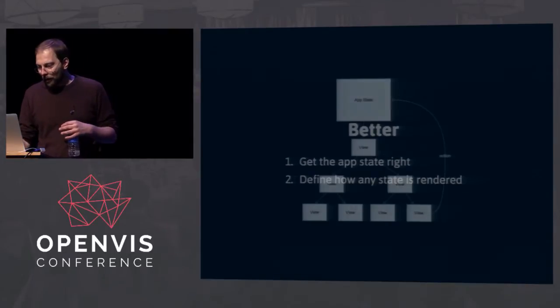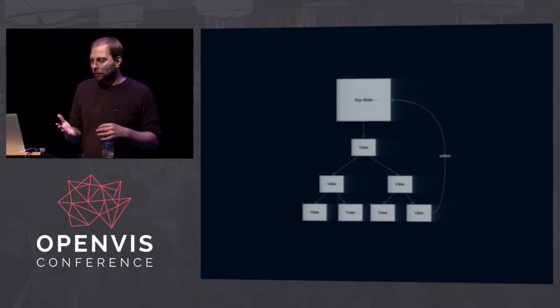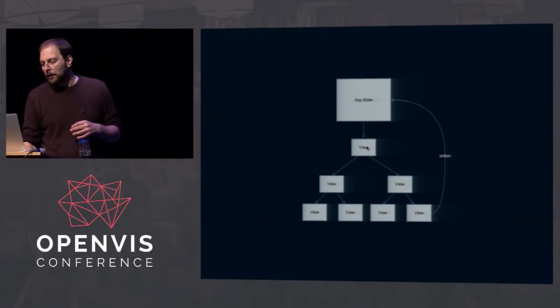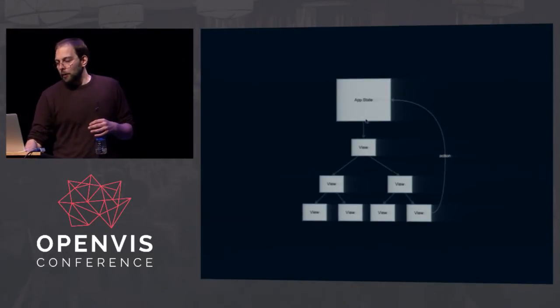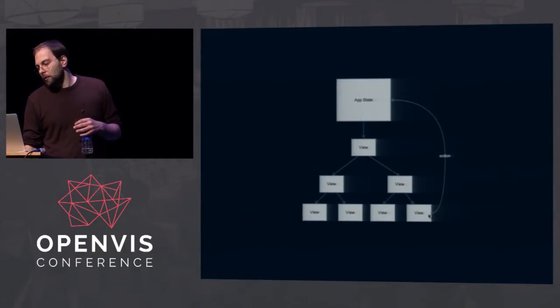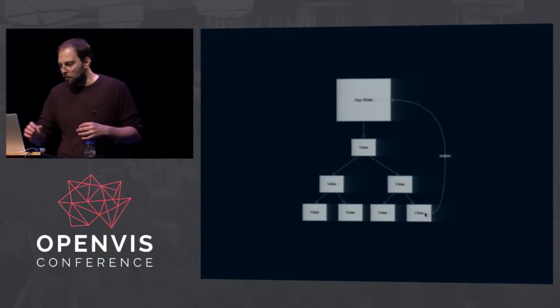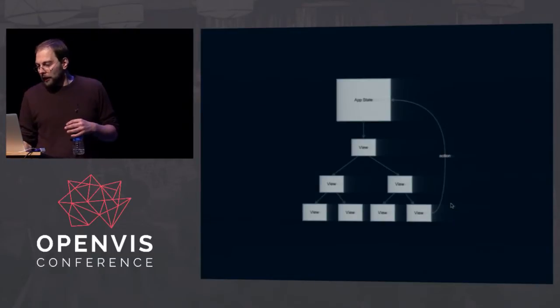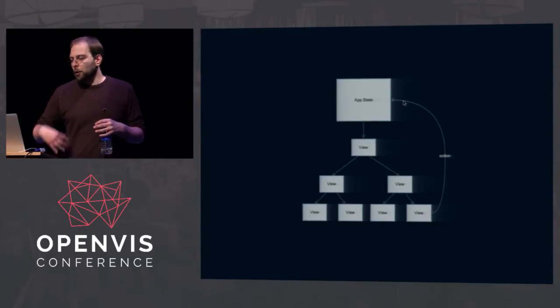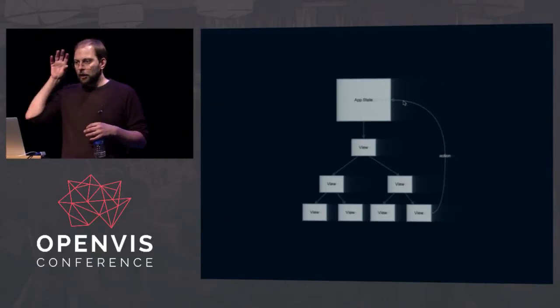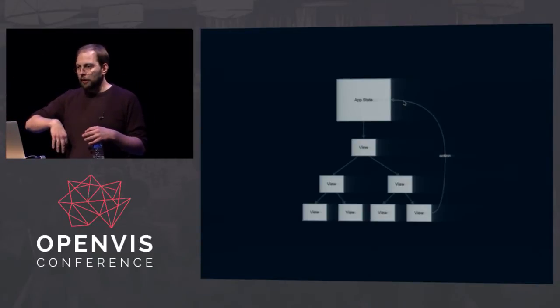That's it. So it could be something like this. So we have a big application state, right? And we have a component hierarchy. And the application state gets rendered here. And if we have some interactive thing, some button, which the user clicks, we eventually propagate this event to the app state, change the application state, and then do a render, right?